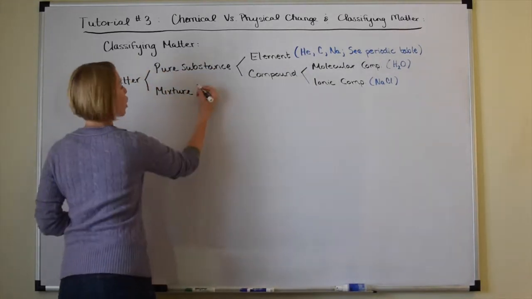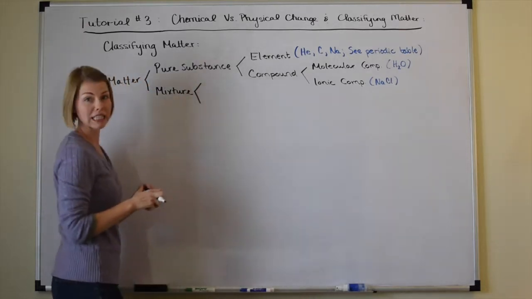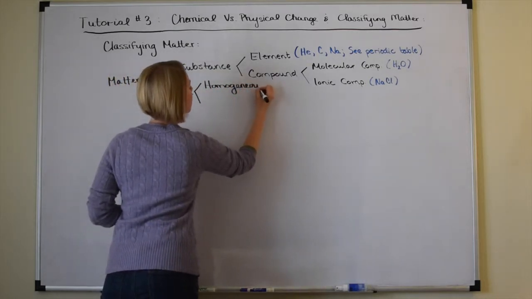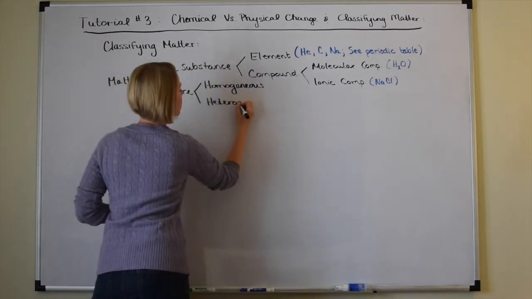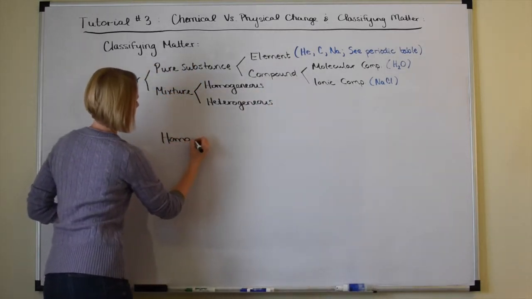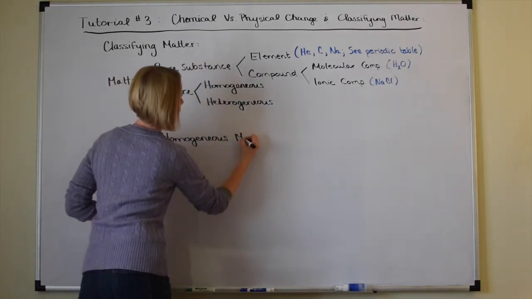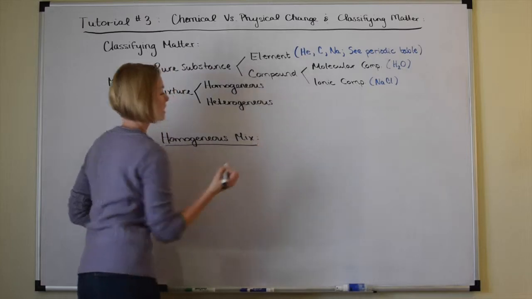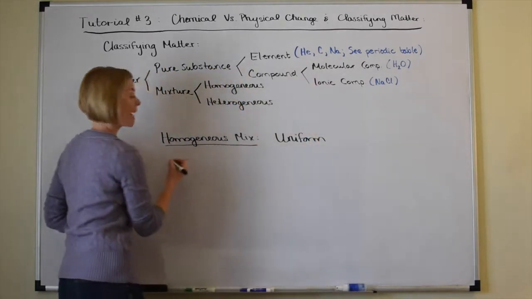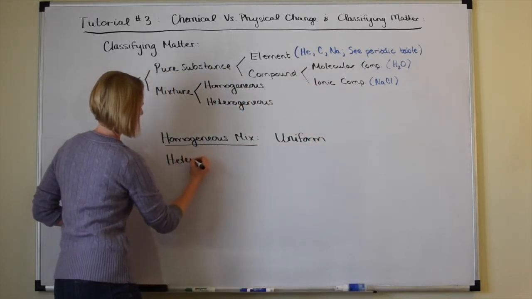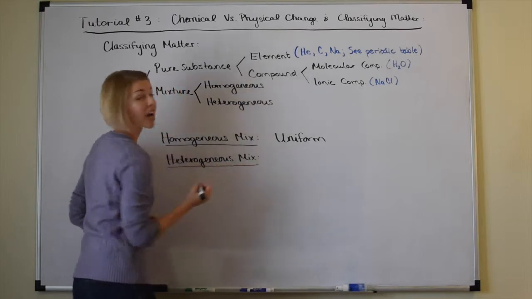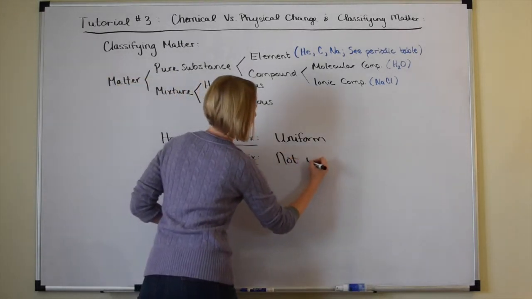And we'll finish off this flow chart by further subcategorizing mixtures as being either homogeneous or heterogeneous. A homogeneous mixture, let's write homogeneous mix, is uniform throughout. So I'm just going to write uniform, while a heterogeneous mixture is not uniform throughout. So I'm just going to write not uniform here.